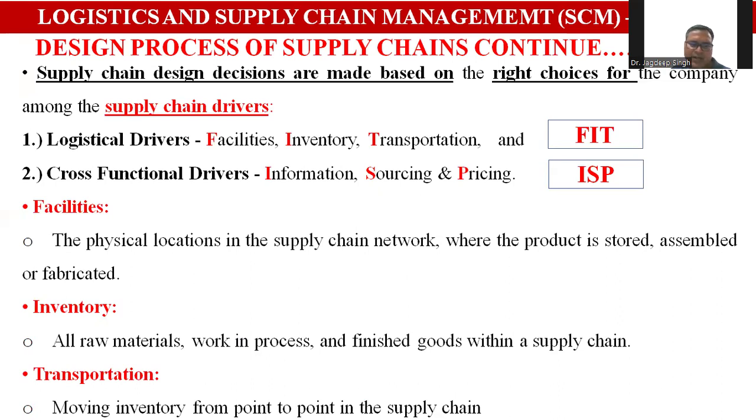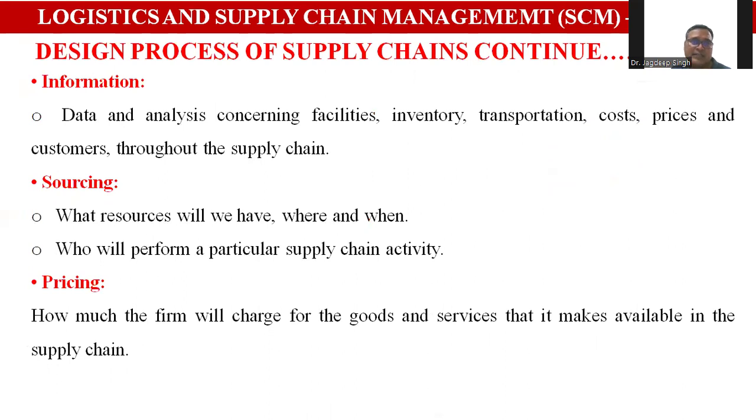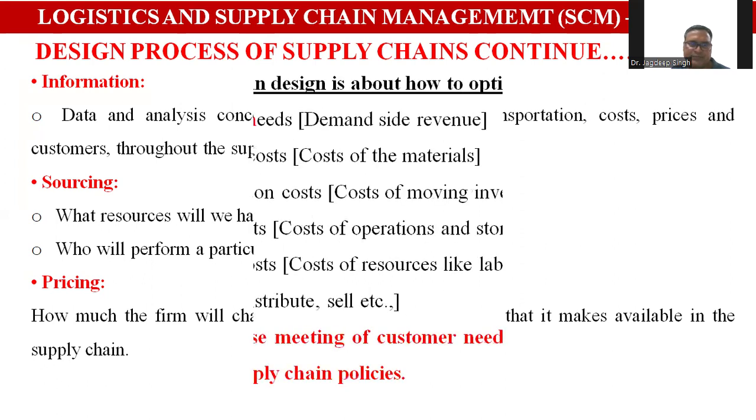Then transportation: moving inventory from point to point in the supply chain. So transportation is used. Now cross-functional drivers. Information: data and analysis concerning facilities, inventory and transportation, cost, prices and customers throughout the supply chain. Sourcing: what sources will we have, where and when, who will perform a particular supply chain activity. So that we need to understand in sourcing. And finally, pricing: how much the firm will charge for the goods or services that it makes available in the supply chain.